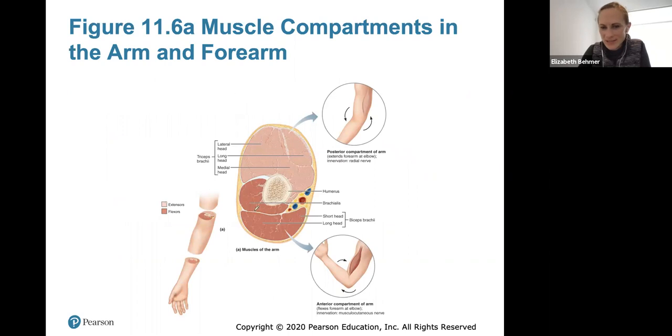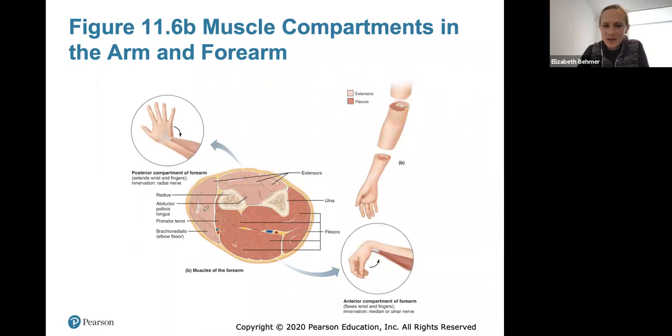So here we have a cross section. And if we take a look, we divide it here into a posterior and an anterior section. So this is the posterior section, the triceps. They will extend the forearm, and the anterior muscles in the anterior compartment, like your biceps and brachialis, will flex the arm.